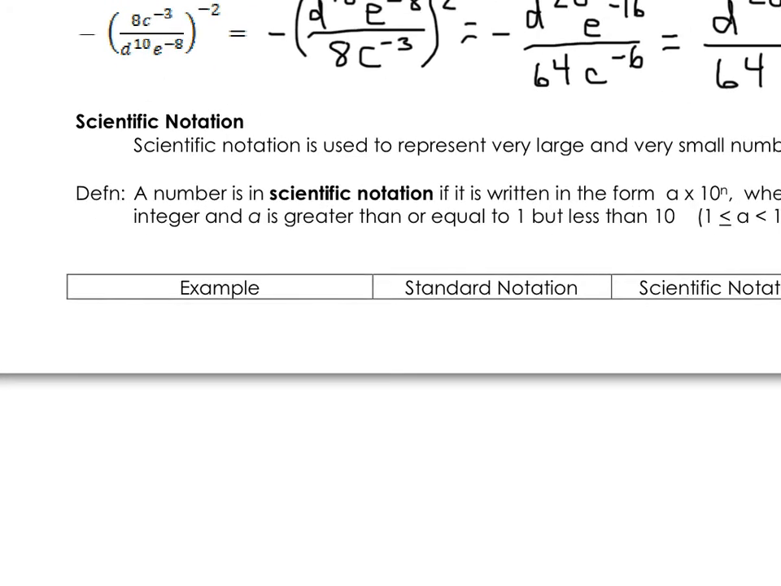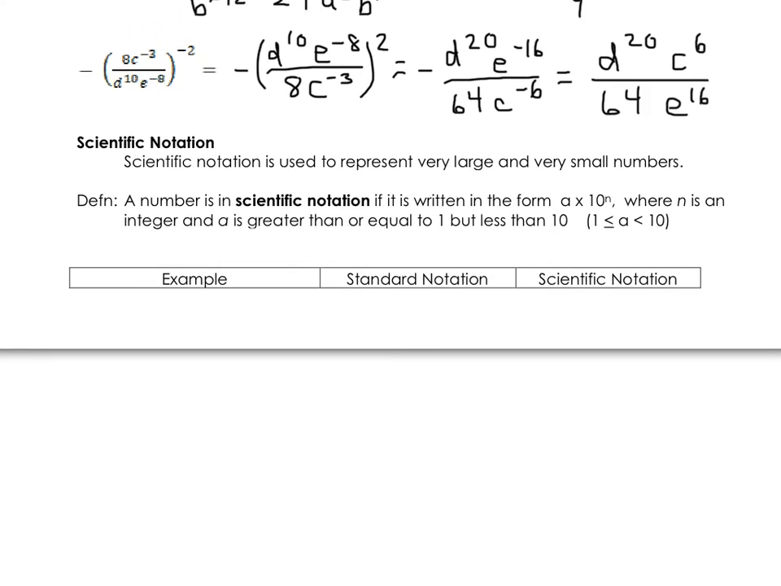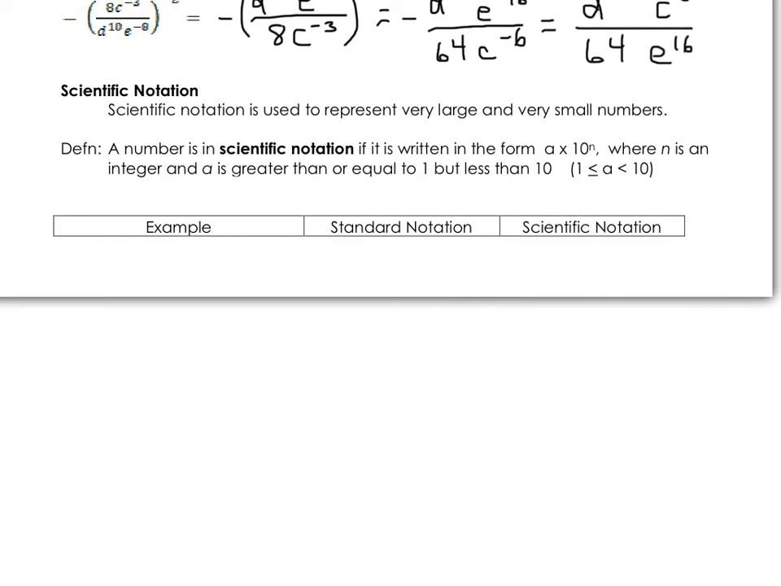Scientific notation. Scientific notation is used to represent very large and very small numbers. A number is in scientific notation if it is written in the form a times 10 to the nth power, where n is an integer and a is greater than or equal to 1 but less than 10. It's very important that a be between 1 and 10. It can be equal to 1, but it cannot be equal to 10. It must be less than 10.